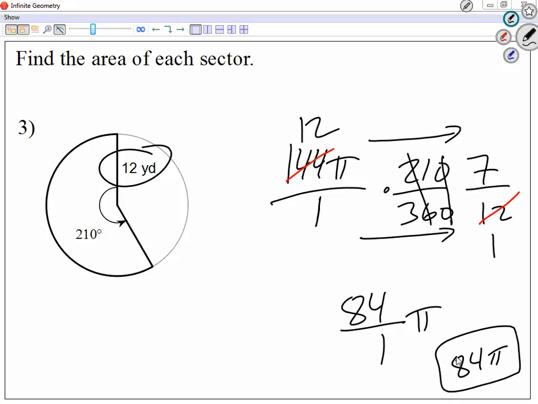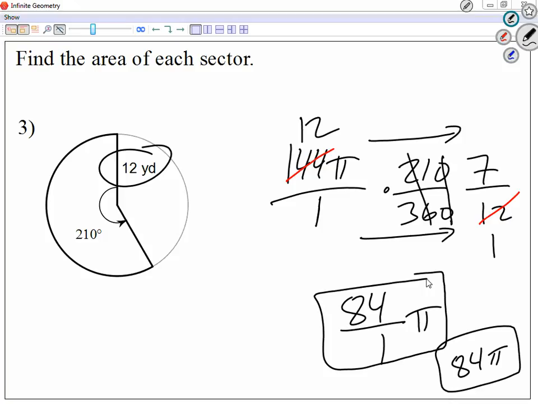If we're doing the quiz or test, and you're more comfortable leaving your 84 over 1 as 84 over 1, I'll be okay with it. If you write 84 pi, well, that's better. But if you write 84 over 1 because you're more comfortable leaving the 1 at the bottom, I'll be okay with it as well. We know 84 over 1 is 84 anyway. So I'm okay either way.